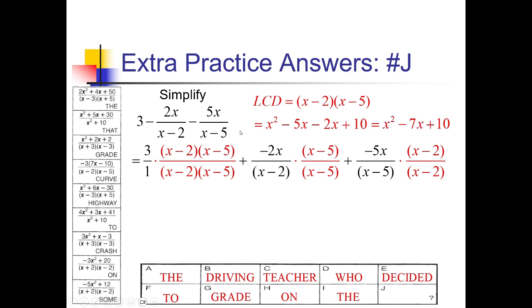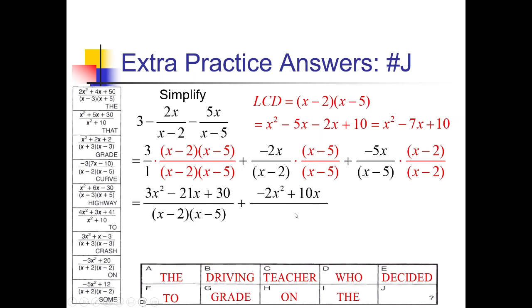And now I have to actually distribute this 3 to what I just multiplied out here. So that's going to be 3x squared minus 3 times that is going to be 21x plus 3 times 10 is 30. All of that over my LCD of x minus 2, x minus 5. Next fraction, distributing the negative 2x, we have negative 2x squared plus 10x over the LCD. And then for this last one, we have negative 5x squared plus 10x, all over the LCD.